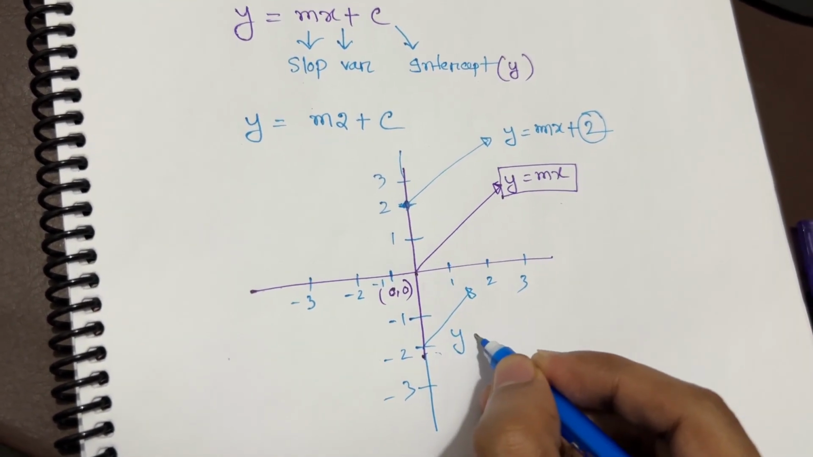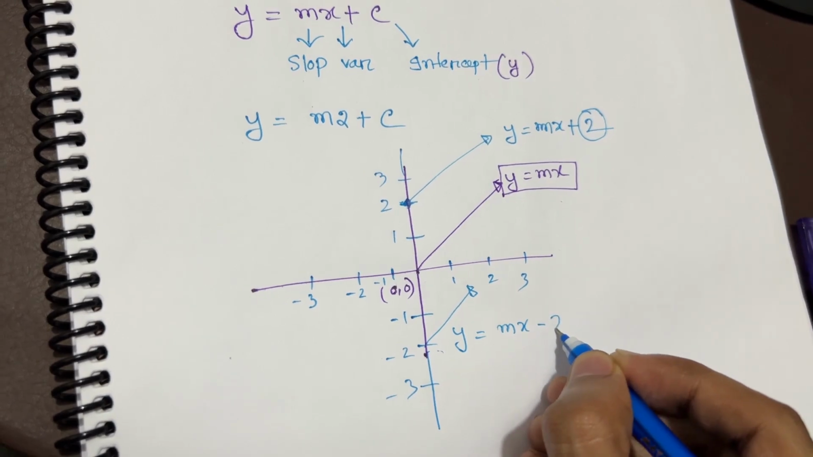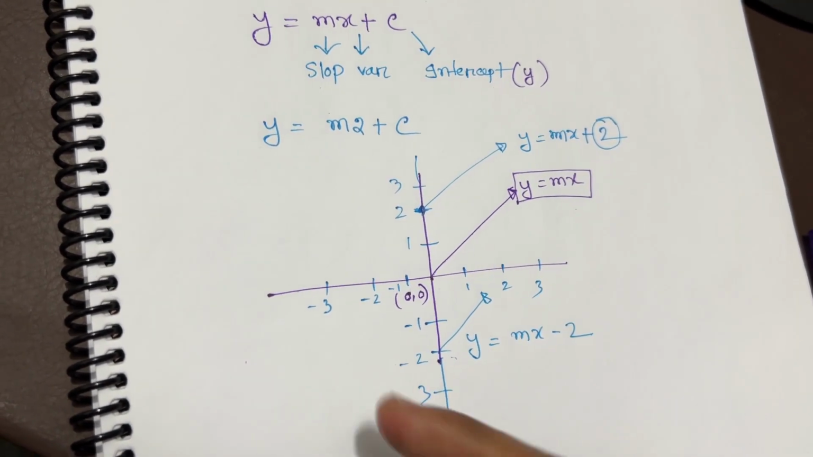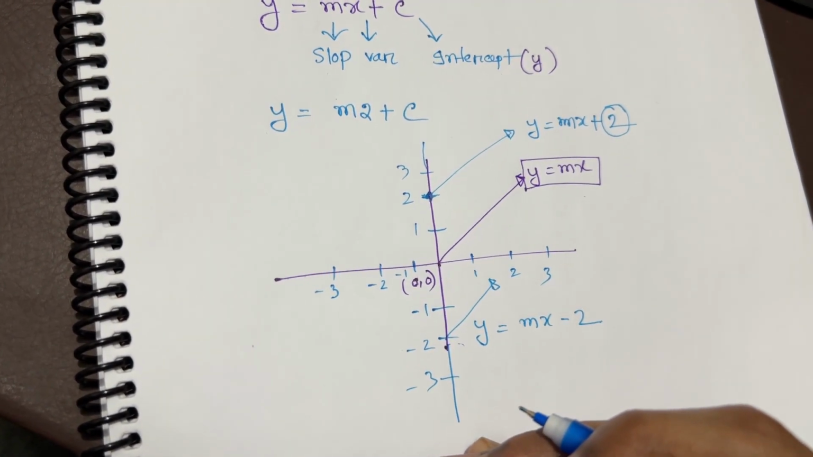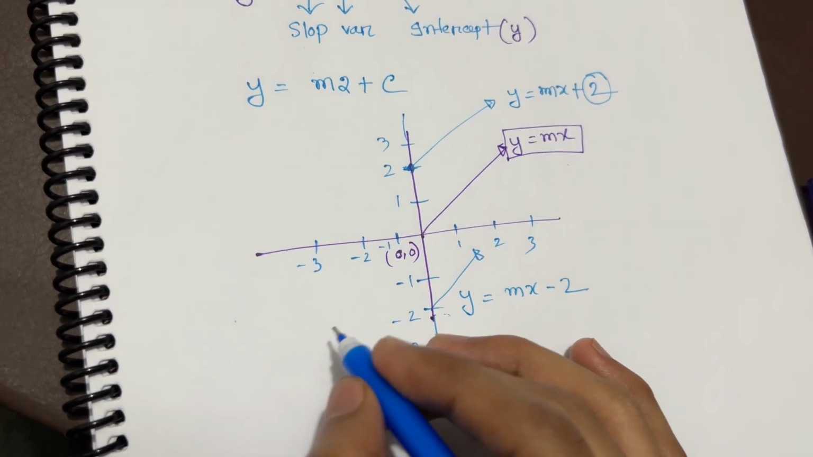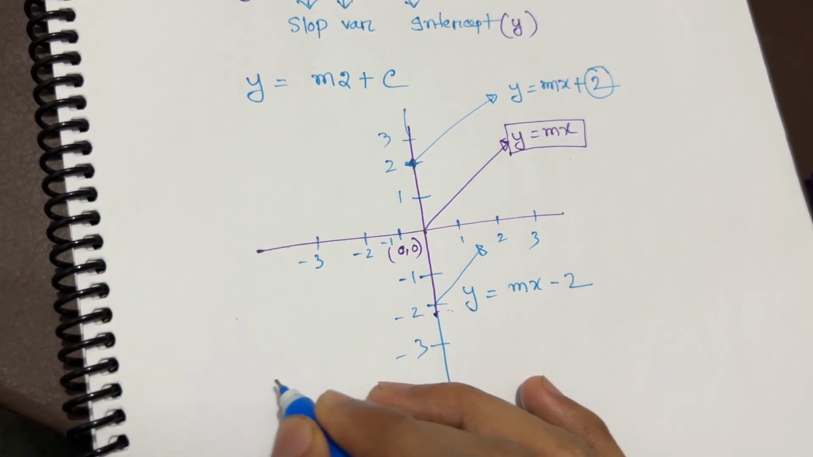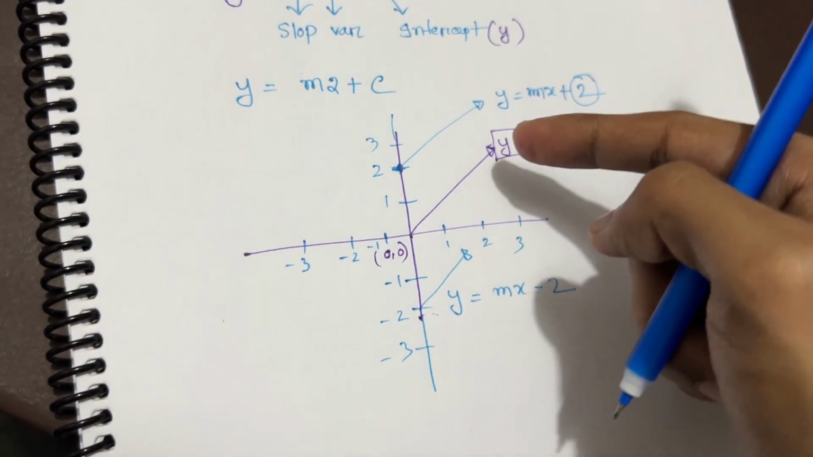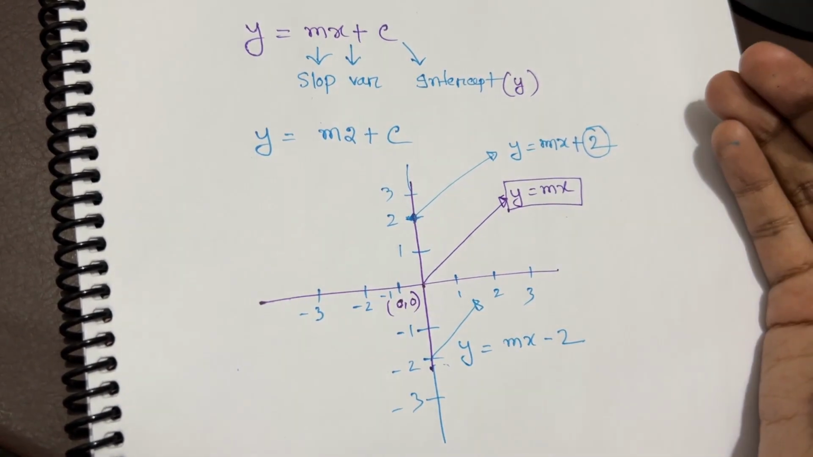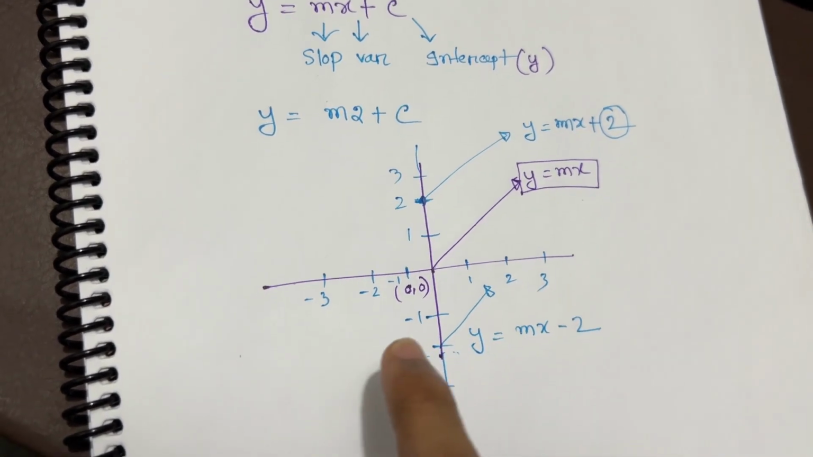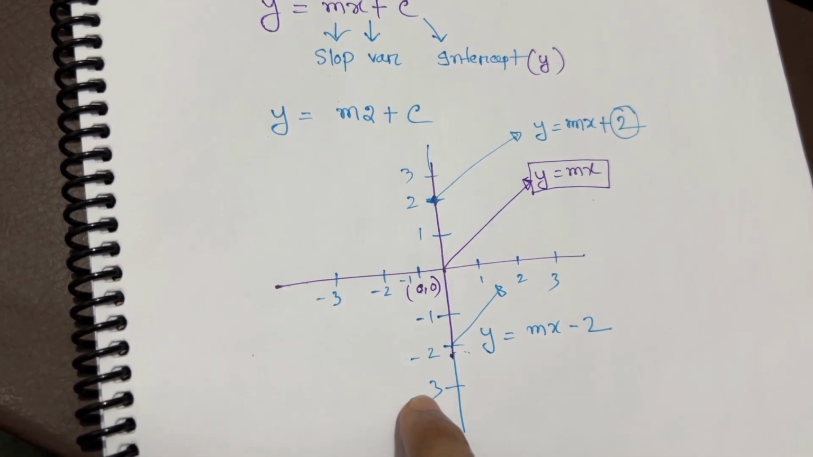then it would be y equals mx minus 2, because it cuts at minus 2, the lower part of the y-axis, which is negative. And you should already know that this part is the third quadrant. This is the first quadrant where all the values of x and y are positive, and in the third quadrant all the values of x and y are negative.